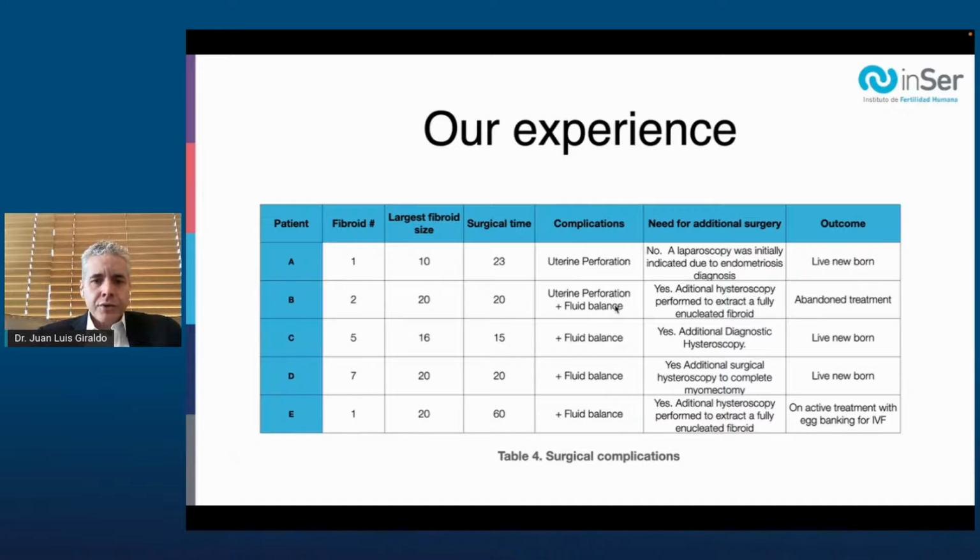We had another patient with a uterine perforation. In this case, we had to stop the procedure. She had a positive fluid balance. Of course, the liquid went through the uterine perforation into the pelvic cavity. And we did an additional hysteroscopy to extract the fibroid that had previously been completely enucleated. So it was really easy to do this second step surgery. And the other 3 complications were basically positive fluid balance over 1.5 liters of saline solution, when we made the decision to stop the surgery and do an additional surgery to complete the procedure.